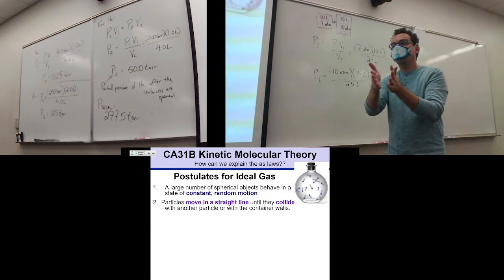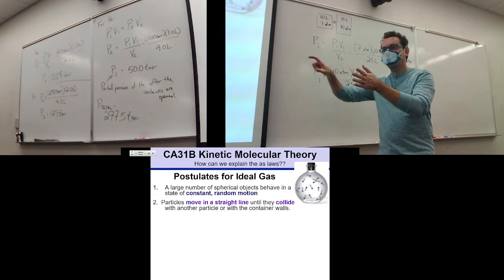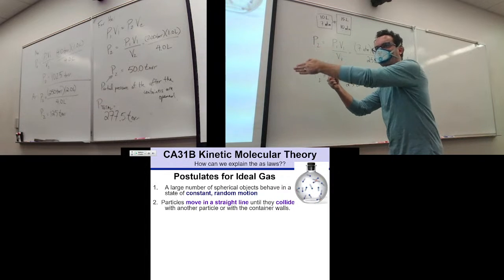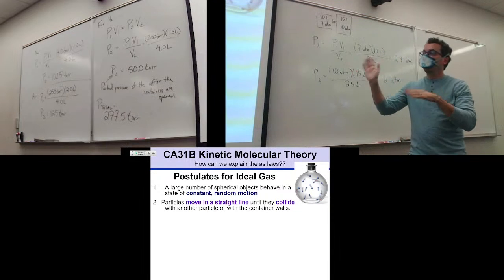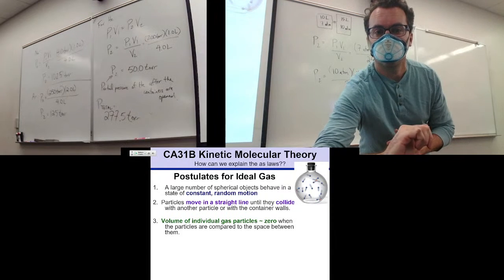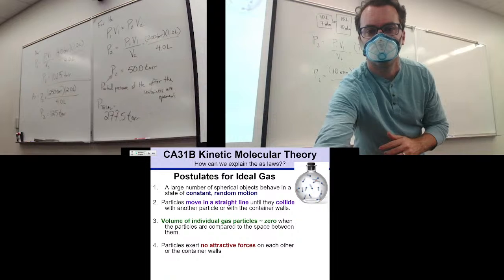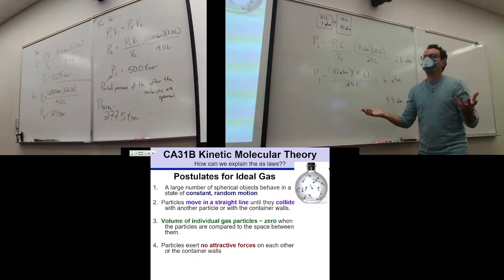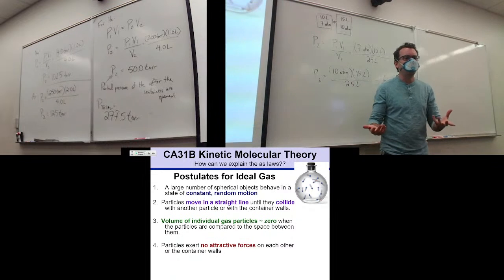And this is where IMFs come in. If there were intermolecular forces, attractions, they might veer off because they're attracted to some other gas. That's what I was thinking about, but we didn't get to that yet. The particles exert no attractive forces on each other. So why can we make that assumption, even though we know IMFs exist?